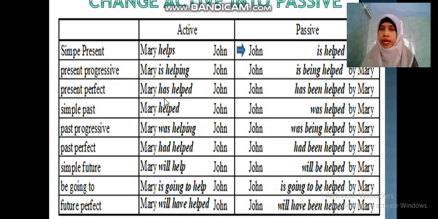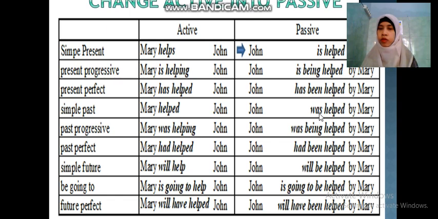And the next is "has helped". So you have to put "has" and "helped" here. It means this is verb three, so you have to put be in verb three, which is "been". So: has been helped by Mary. This one is be plus verb three. And this next one, "helped", is past, using verb two.